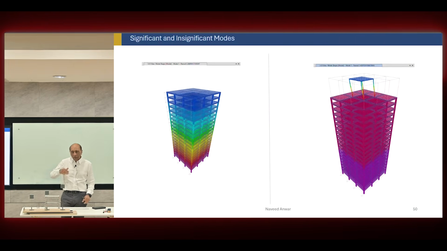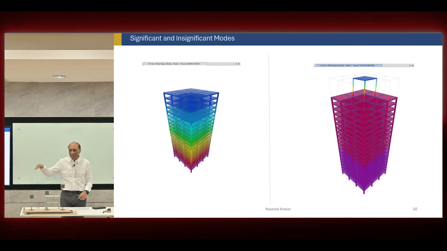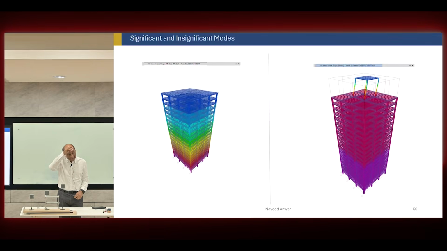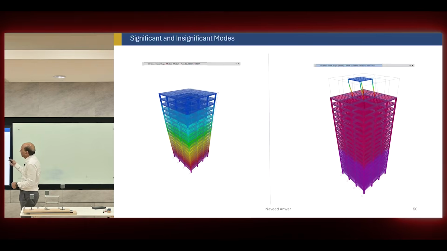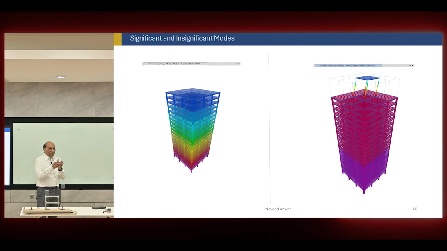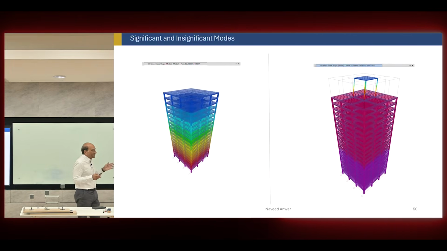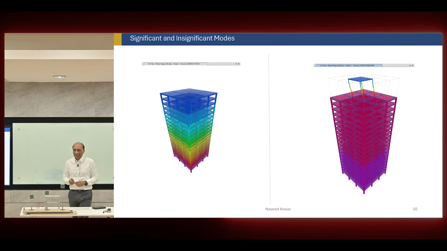Which means that you have to ignore this mode and look for the next modes, with frequency higher than this one. So that's important, that you know what modes you are looking for, and you are able to fix the frequency range and then look at the mass participation factors.